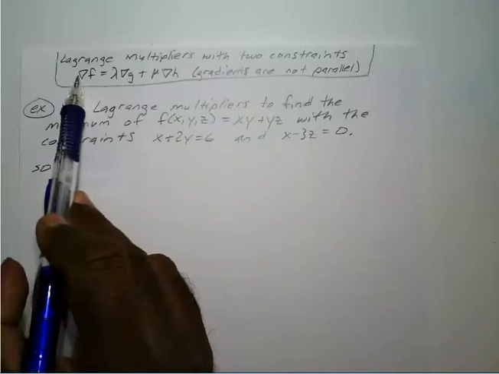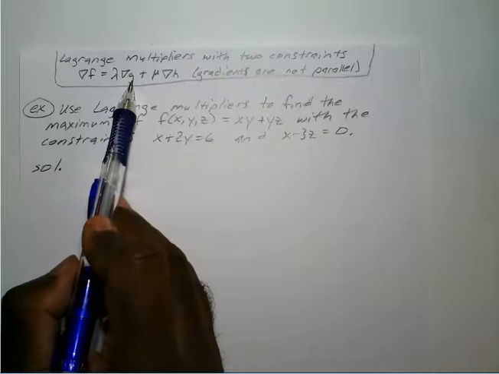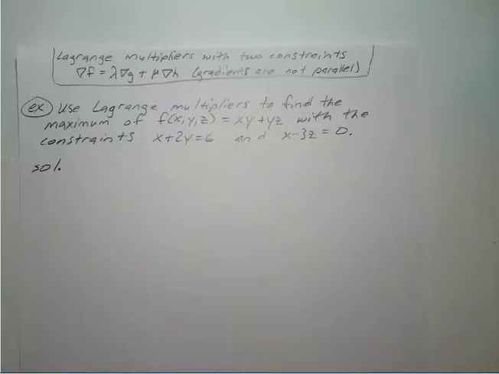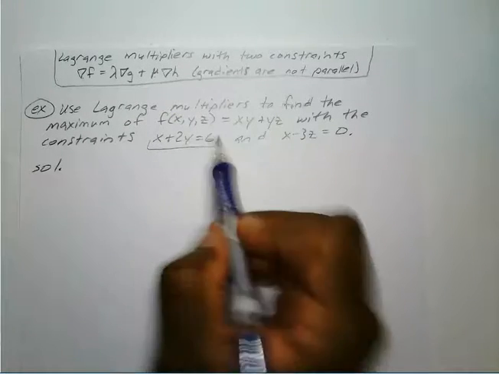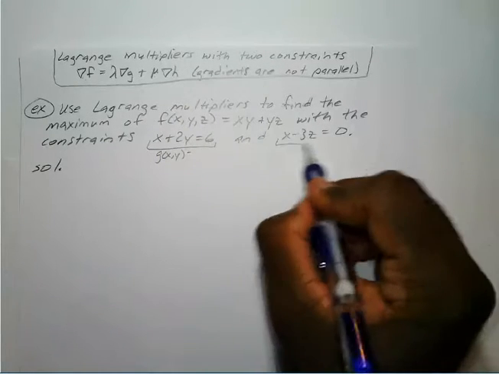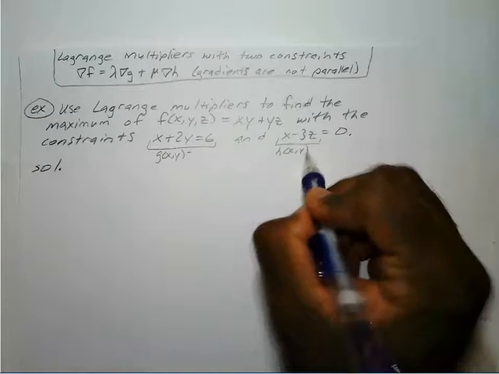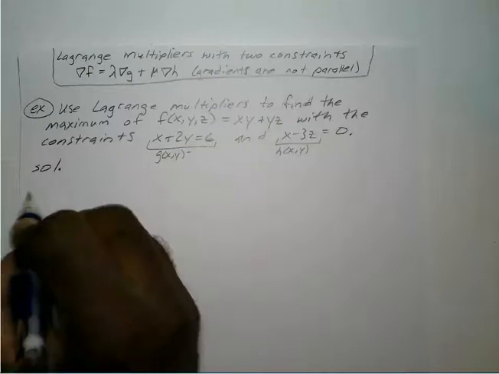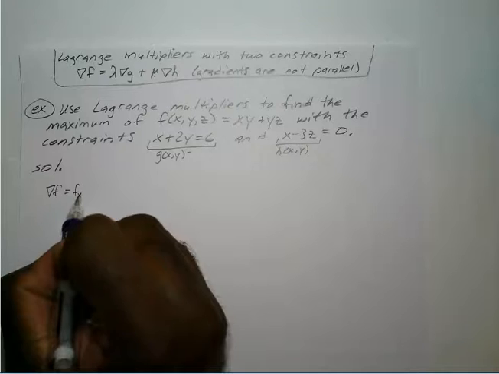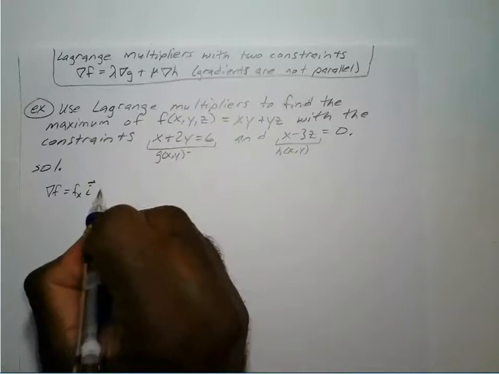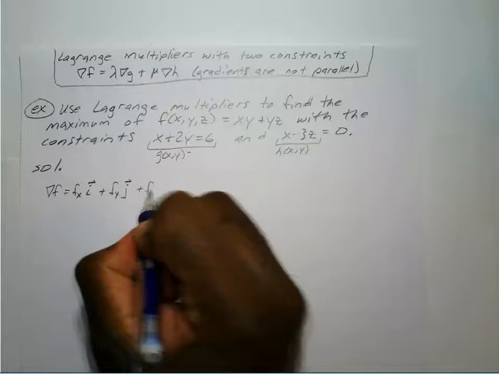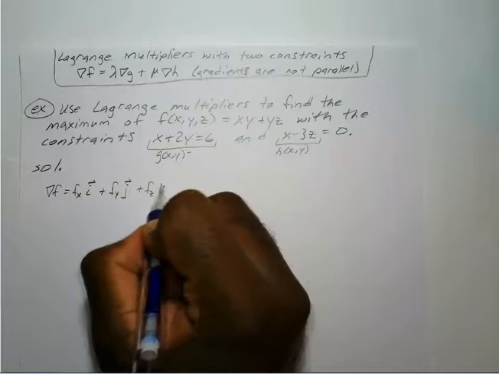Okay, so we're going to go ahead and start solving this one. Now remember your formula here. You have the gradient of f is equal to lambda times the gradient of g plus mu times the gradient of h. Just to clarify, we're going to make this constraint our g of x, y, and this constraint our h of x, y. Now the gradient of f, remember, is the partial of f with respect to x times the i unit vector plus the partial with respect to y times the j unit vector plus the partial of f with respect to z times the k unit vector.